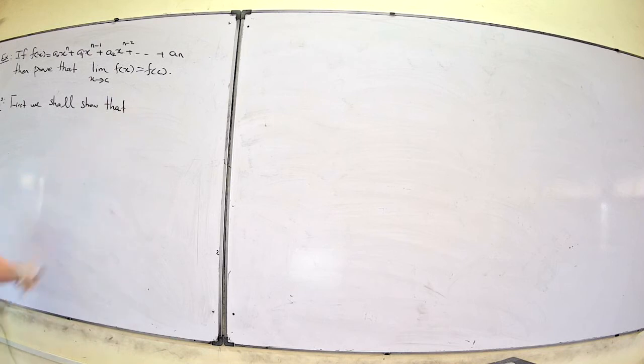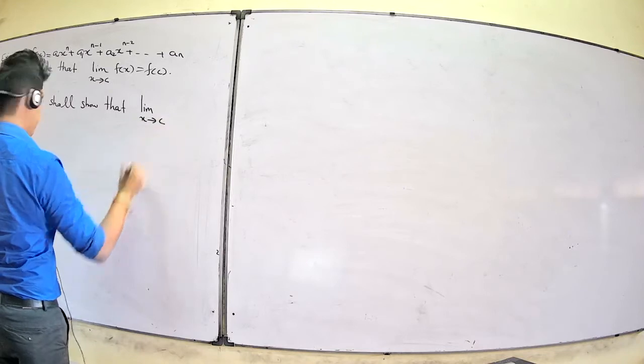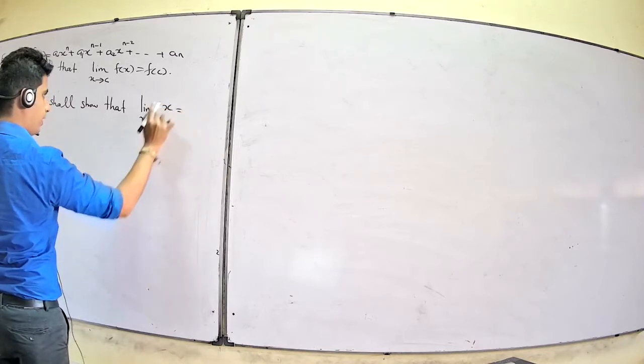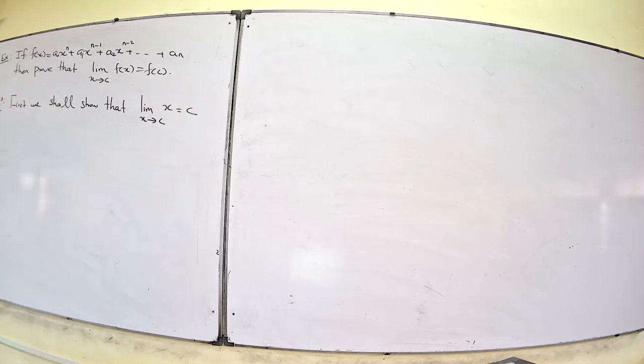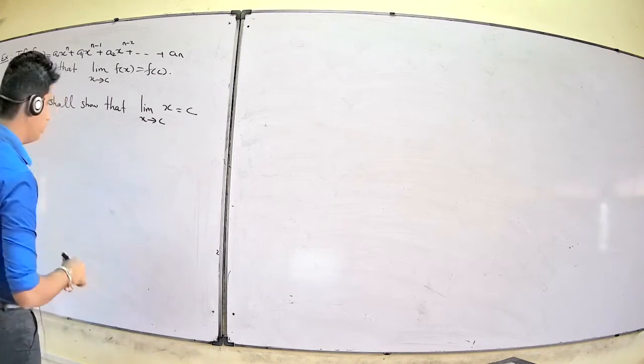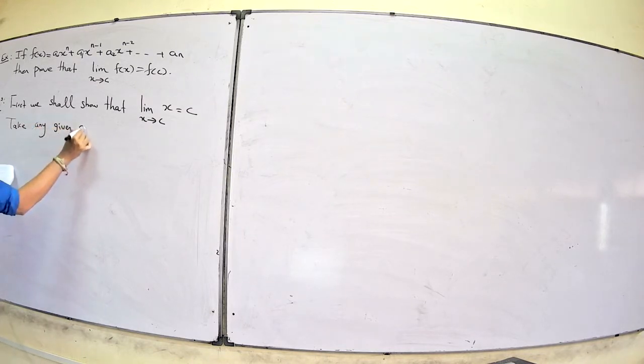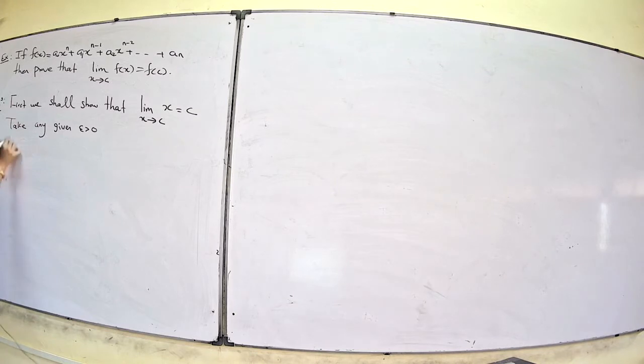First, we shall show that this limit is c, the limit of x as x tends to c. Suppose you put x equal to c, then you get c. First you put this limit condition. You already studied that. How can you put the limit part? First, take any given epsilon greater than 0. Let f of x equal x. You take this as f of x.